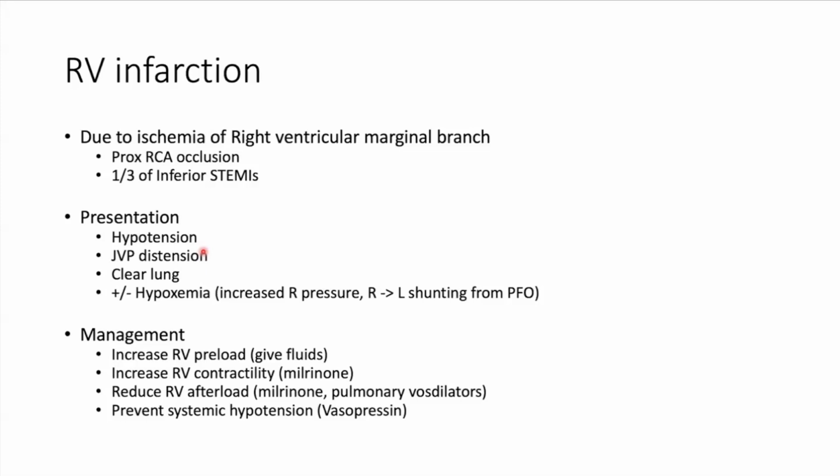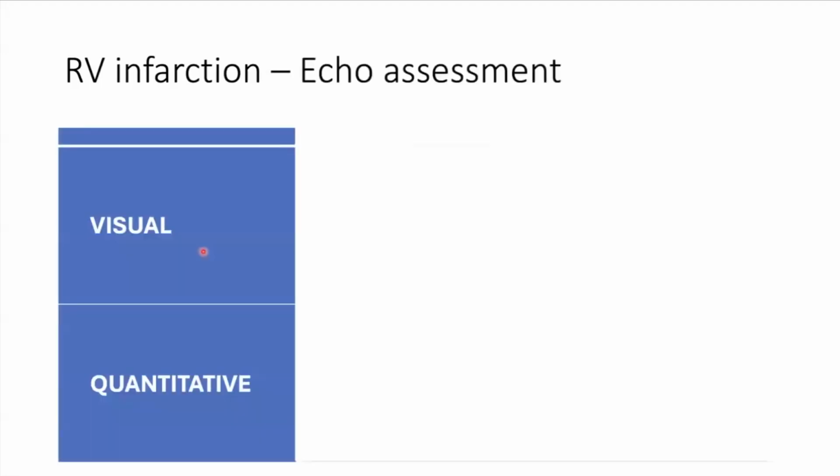And finally, you try to prevent systemic hypotension. Vasopressin can be a good choice here just because it preferentially acts on the systemic vasculature, so it doesn't increase RV afterload. Okay, so how do we actually assess these patients echocardiographically? Like anything in echo, there's both visual and quantitative assessments.